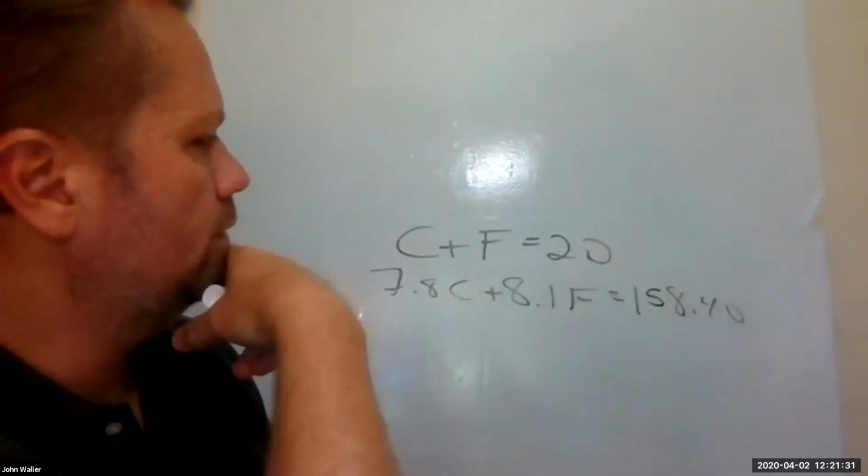So C plus F is 20. And then 7.80 C plus 8.10 F equals 158.40. And then it's up to you what method you want to use. I was doing elimination, and so I multiplied the top equation by negative 7.80.